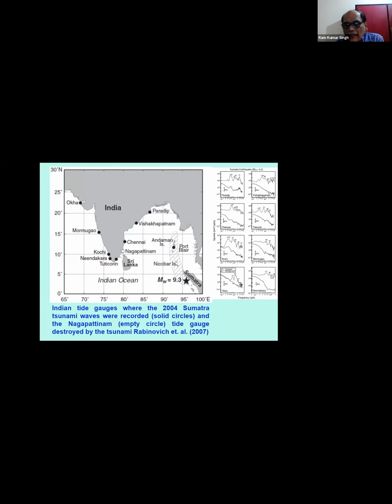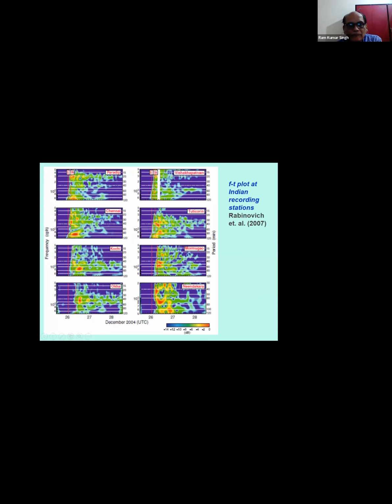This data was given, and as I mentioned, there was no tsunami warning system at that time. We only had a number of tide gauge stations at various coastal sites like Paradip, Vizag, Chennai, Nagapattinam, where the sensor got damaged at Nagapattinam. Then on the west coast also we had some locations like Kochi and other locations, Okha and so on. This data was made available later on, I think in 2007. At that time this data was not available. So later on we compared our predictions with this data, and they were also found to be in agreement.